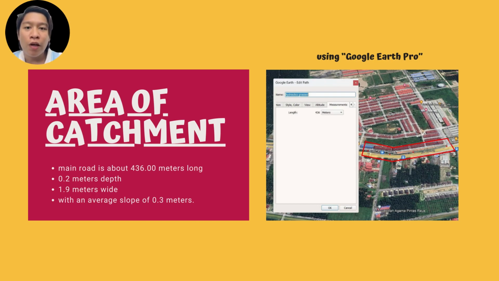From the values we obtained, the length of the main road is 436 meters long. The depth is 0.2 meter, and the width of the channel is 1.9 meter with an average slope of 0.3 meter.